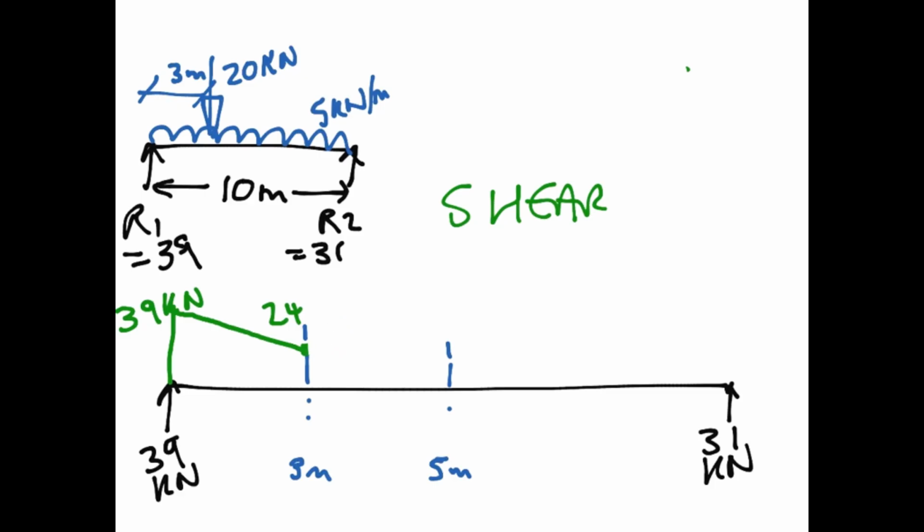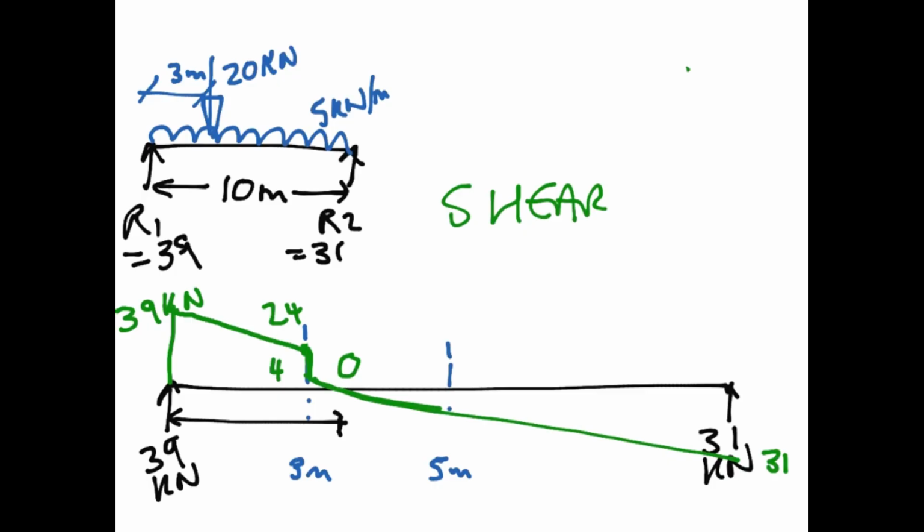Okay, and let's delete this. And because we have got a 20 kilonewton point load, there'll be a sudden drop in the shear at that point, and that'll go from 24 to 4, because that's the 20 kilonewtons. And we then know that we've got a UDL all the way to the end, so that is going to go down linearly all the way to 31 kilonewtons at the end. So what we need to understand is what that distance is. That's where the maximum bending moment will be, because that's your point of zero shear.